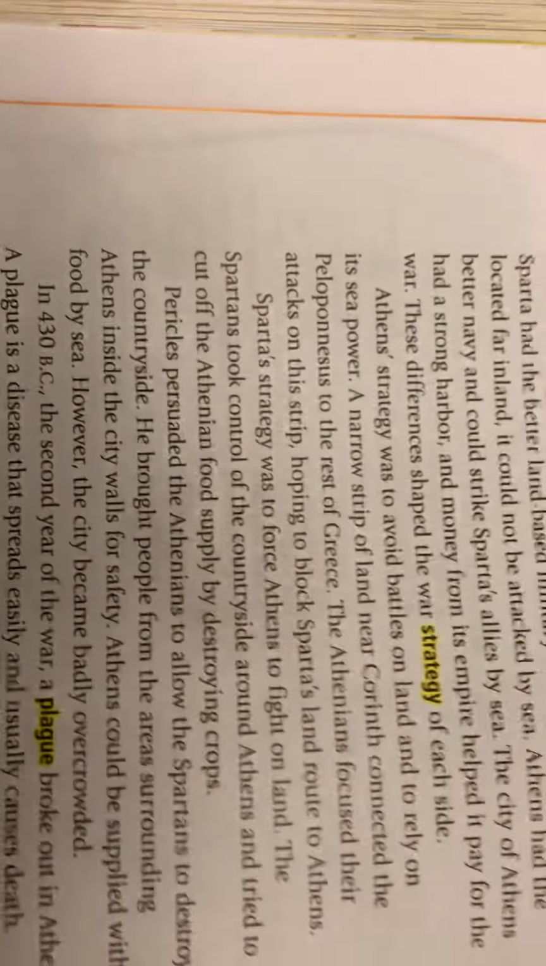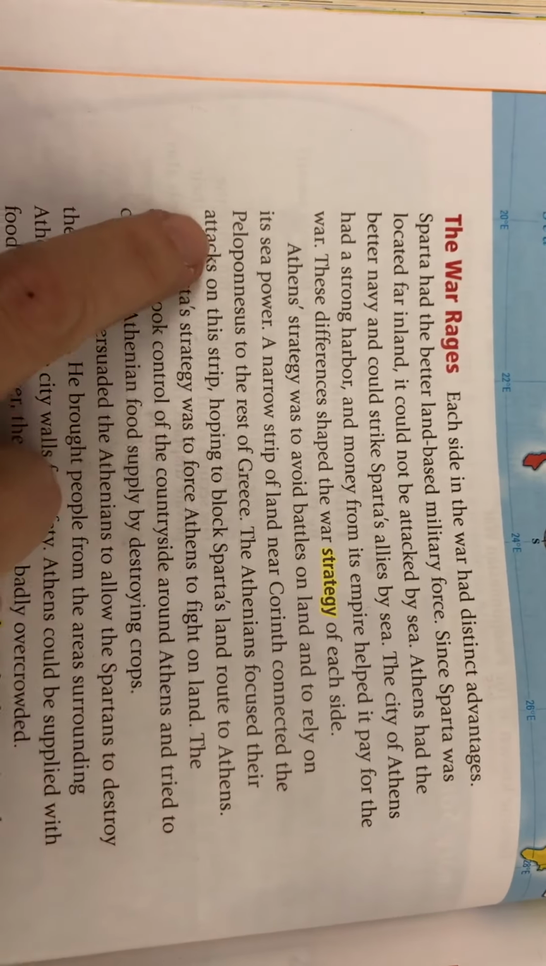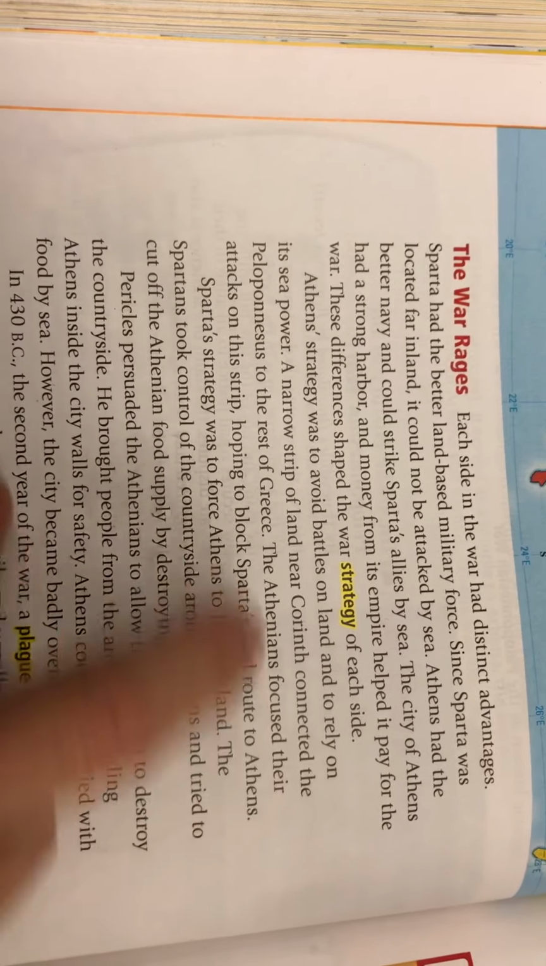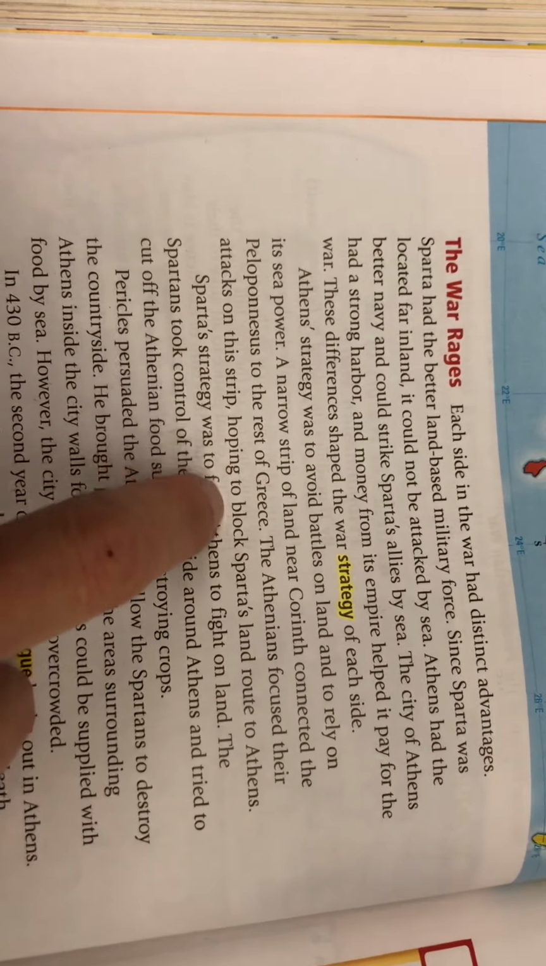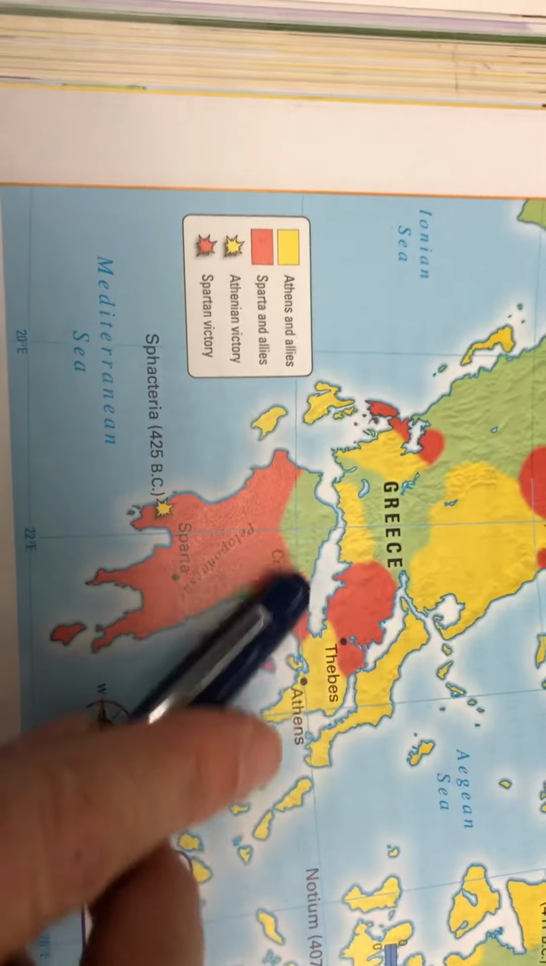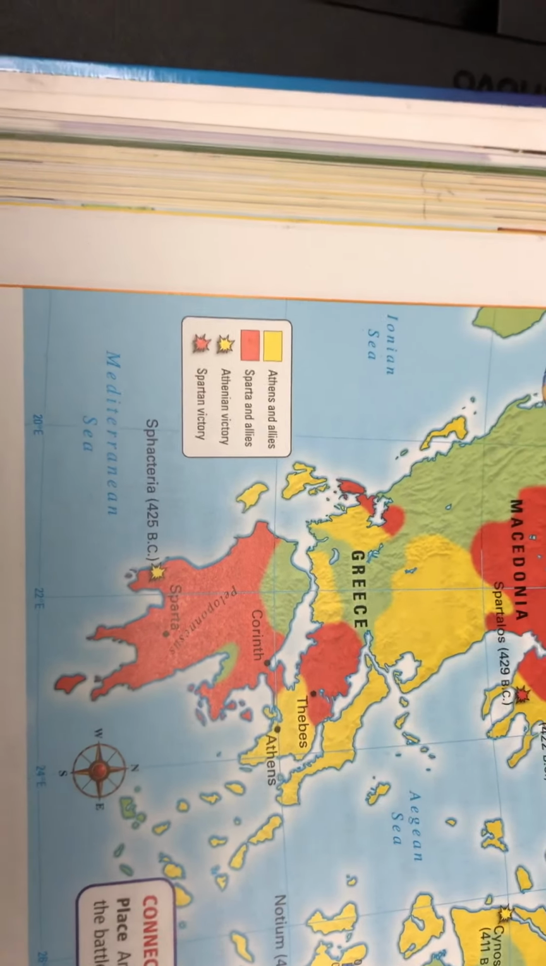I'm going to flip this up a little bit. This is getting in my way. A narrow strip of land near Corinth connected the Peloponnesus to the rest of Greece. The Athenians focused their attacks on this strip, hoping to block Sparta's land route to Athens. So this little strip that they're talking about over here is this little doodah right here. Y'all see that? Okay, great.